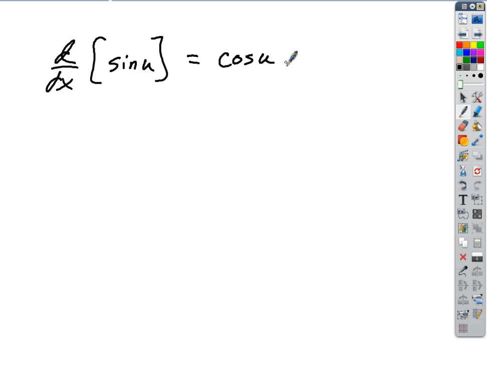No, cosine times... it's a chain rule problem, right? If I've got the derivative with respect to x of sine u, I've got the derivative of sine of something is cosine of something times u prime dx. Good. Right? Okay, now here's how we can turn this into an antiderivative formula.